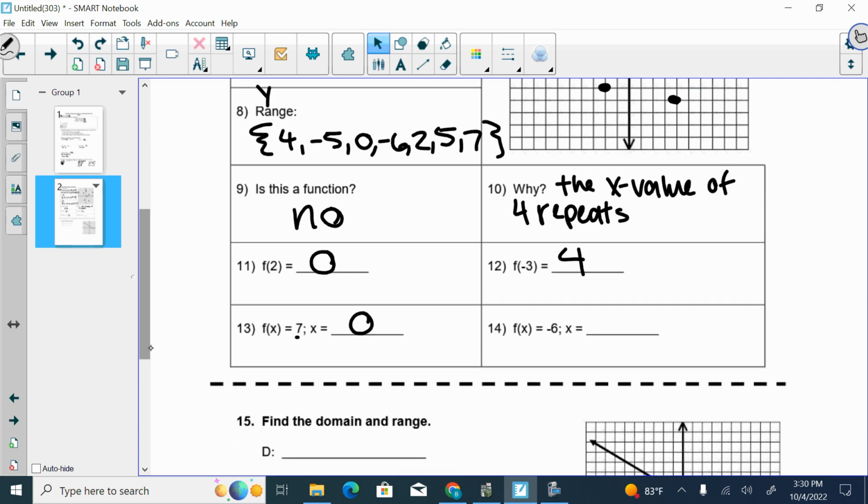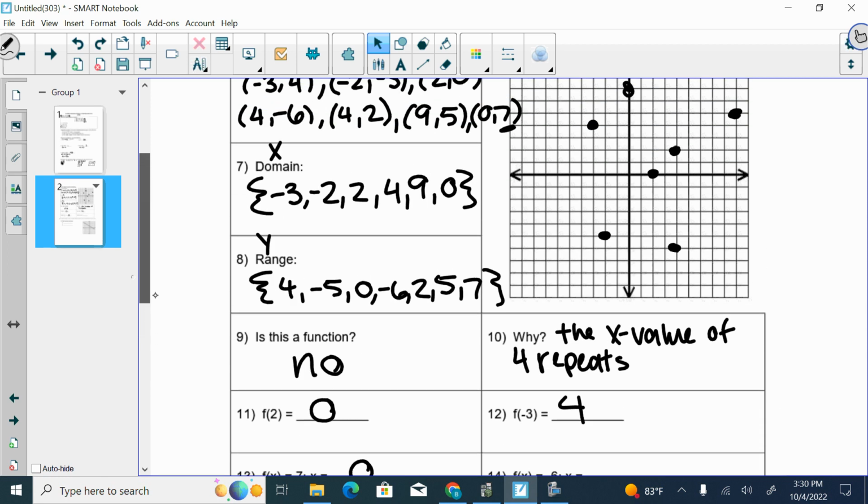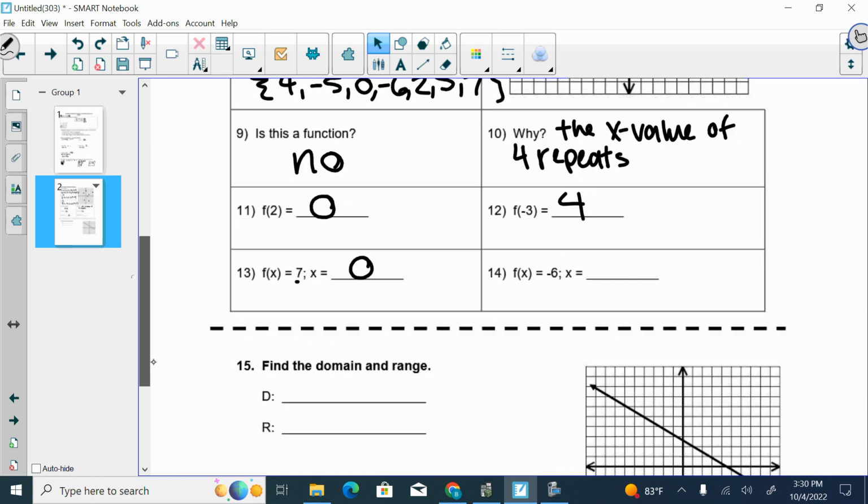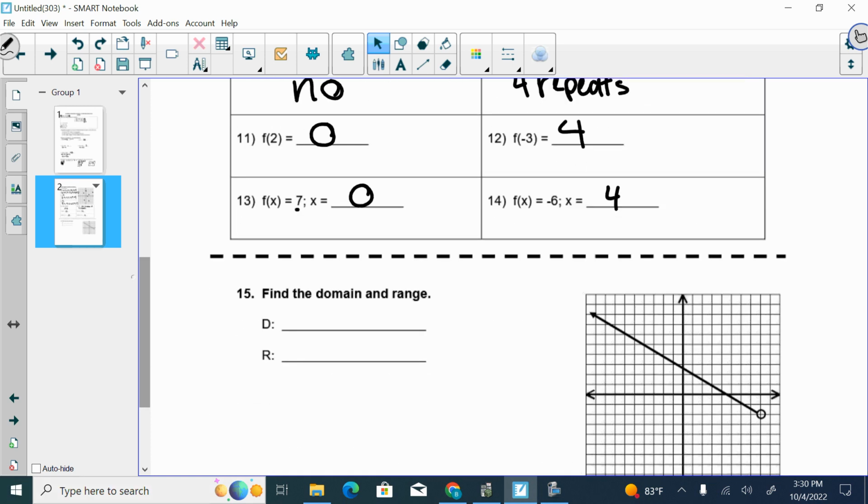All right, same thing on number 14. They told you y is negative 6. So what is x when y is negative 6? Good. All right.